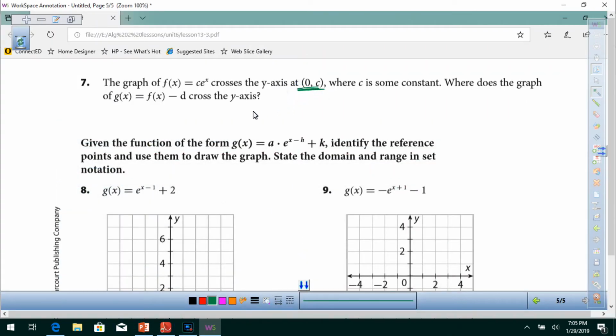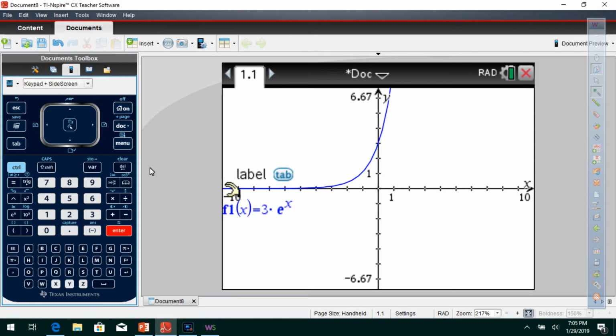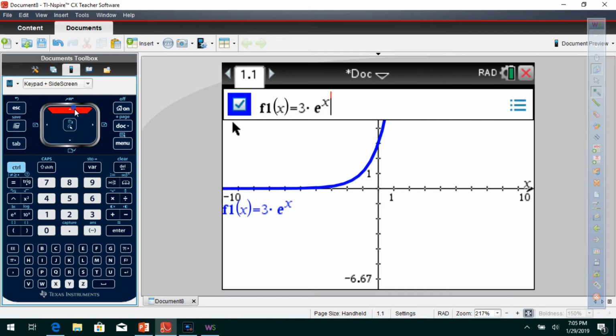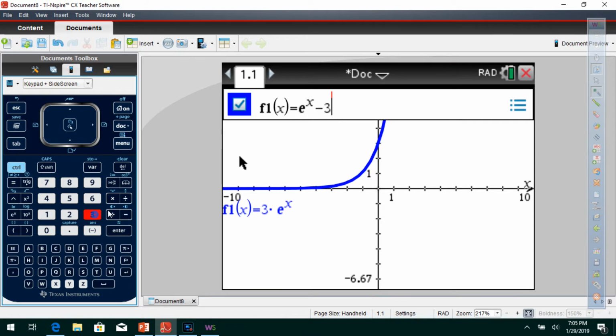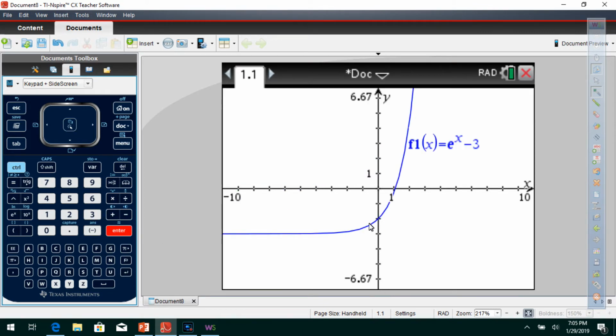It crosses like that. Now, what about this f of x minus d? Where's it going to cross? All right, let's try that. Tab. And let's take that out. And we're going to put in minus 3. Well, okay, so now it crosses through -2, instead of 1. So that brought it down 3.